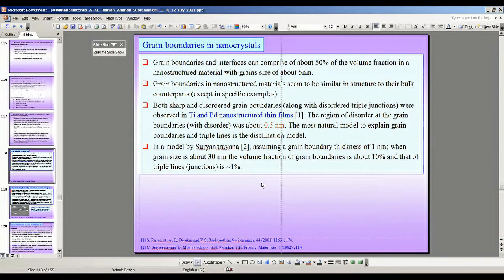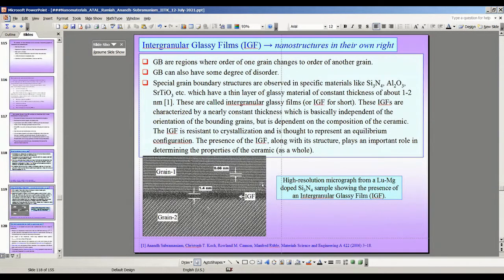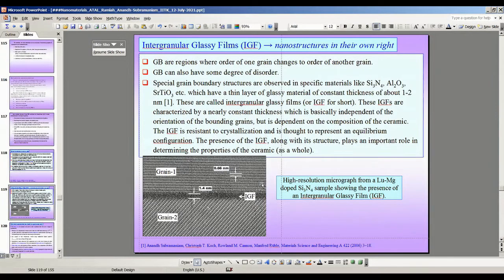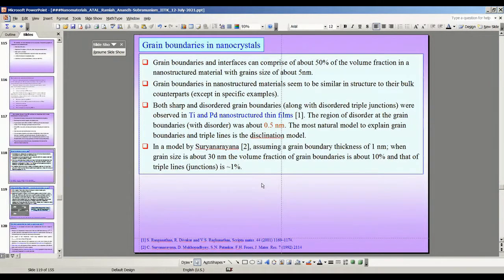Let's talk a little bit about the grain boundaries in these materials. I want to tell you that there are special grain boundaries, and these grain boundaries can have profound effects. The structure of these grain boundaries could be the same as the bulk or could be different from the bulk. So there are important results from Surya Narayana's group, who was a professor in BHU originally. This is my PhD guide, Professor Ranganathan. And Divakar is currently at IGCAR. So they have all shown a variety of results.